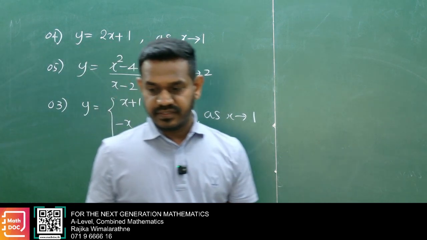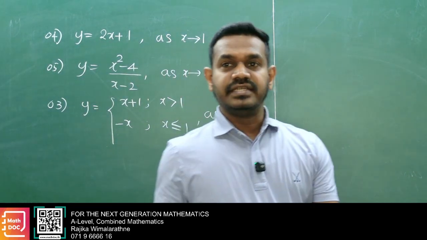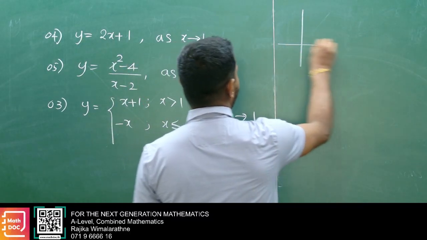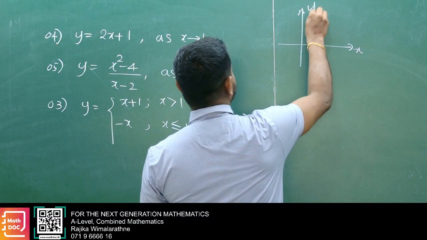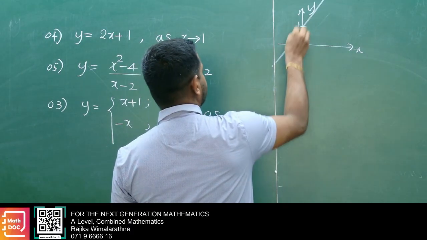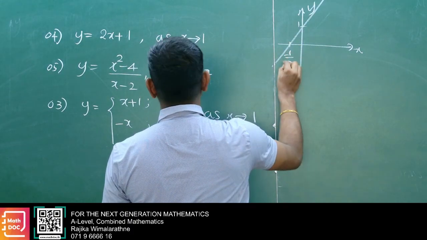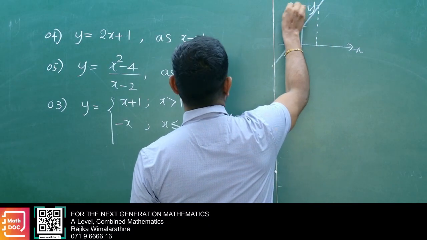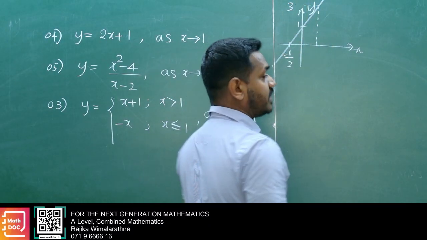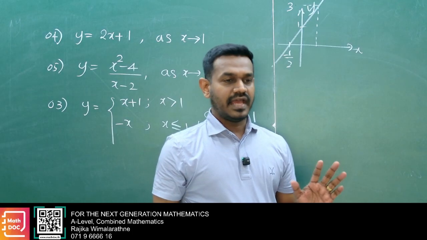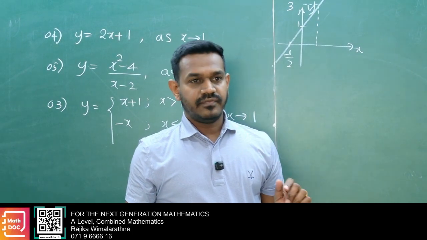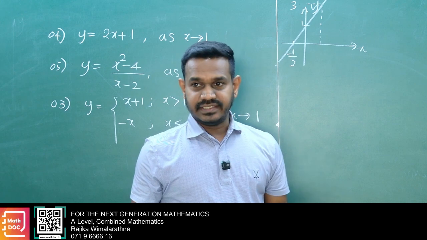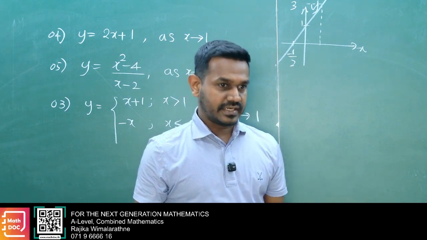Okay, time is enough. I'll discuss this one briefly. y equals 2x plus 1. On the x-axis and y-axis, the graph cuts at 1 and at minus half. So as x goes to 1, the corresponding y value is 3. Left hand limit and right hand limit are both 3, no? And when x equals 1, the y value is 3. Therefore, the function has the limit and it is continuous at 1.